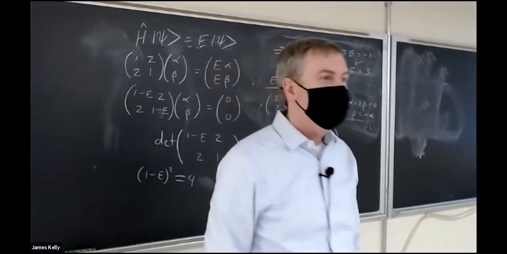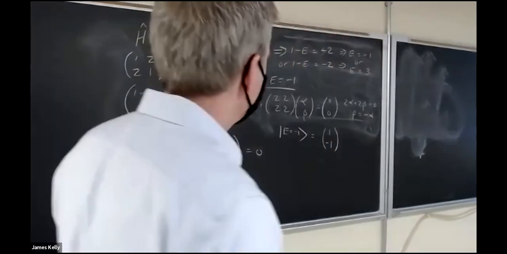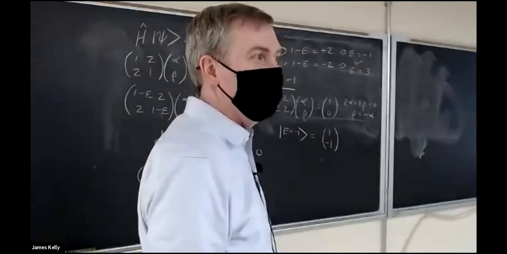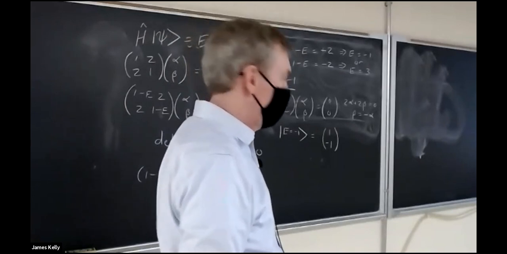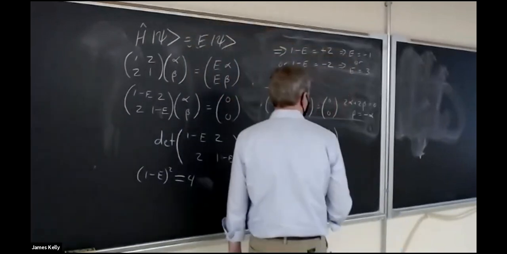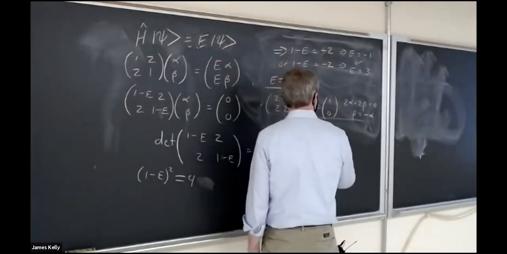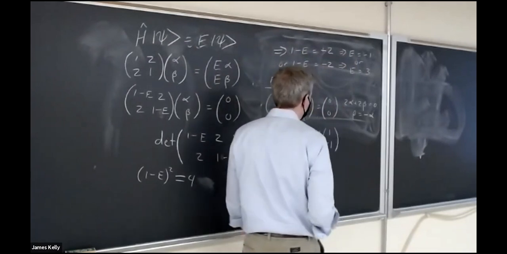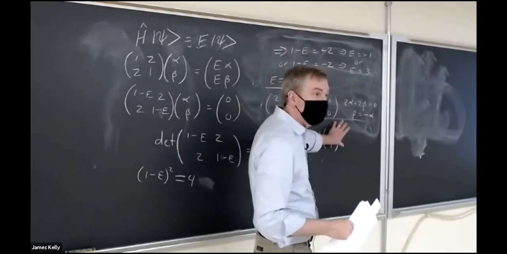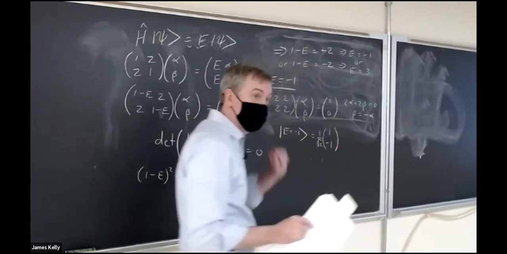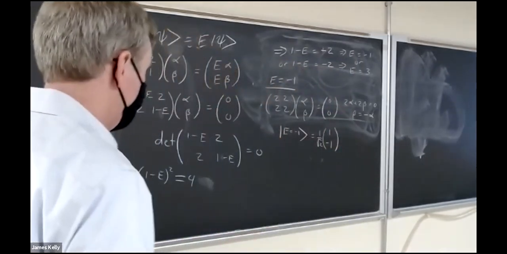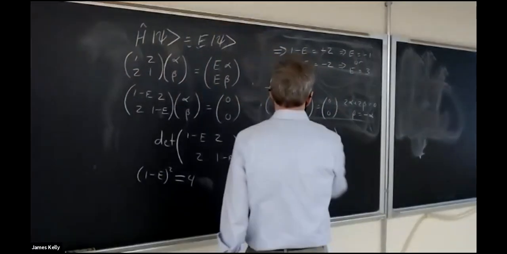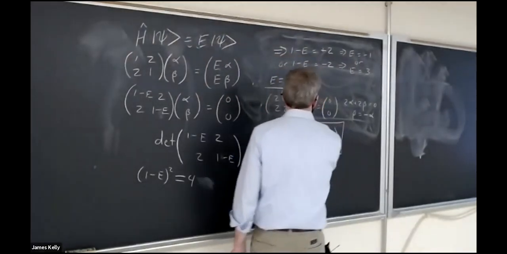That's not normalized though, right? How do I normalize it? What factor do I need out in front? 1 over root 2, right? So I can put the 1 over root 2 in there, but people conventionally just put it out in front. You can multiply it through and then square them, and you're going to get 1/2 plus 1/2 is 1. So then it would be normalized. So that's my normalized E equals -1 energy eigenvector.